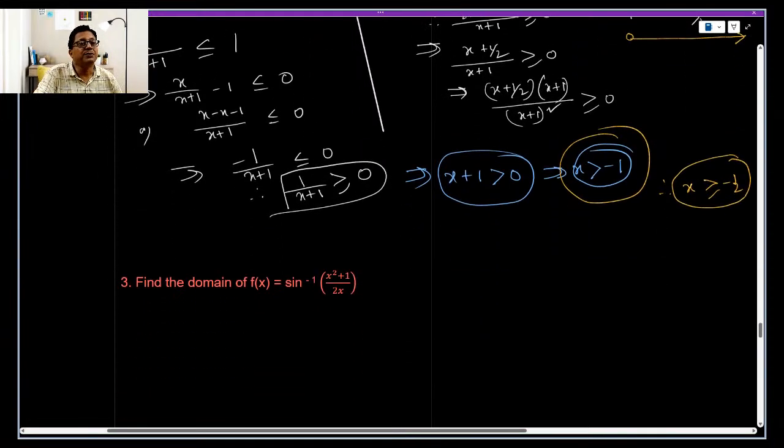Now let us do this one: x square plus 1 by 2x. I'll give you again 2 minutes to find its domain. You try your level best. 2 minutes for finding the domain of this function. Hurry up. You do it because this is your practice session also. Then check the answer with me.